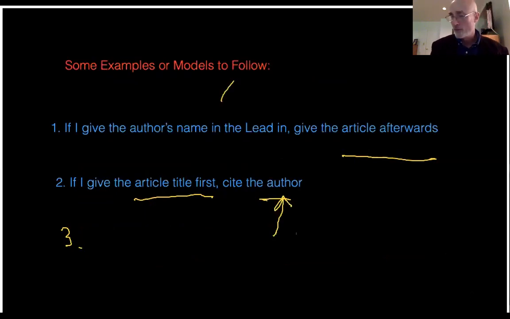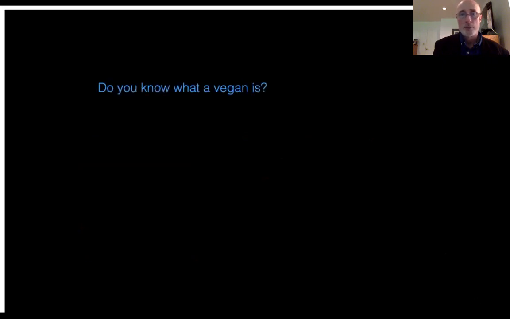There are some times, however, when there is no author. You'll find an article online and it's from a good source, but they don't actually give the author. So then you just give the title of the article as your citation, okay? All right, so those are a couple of examples.